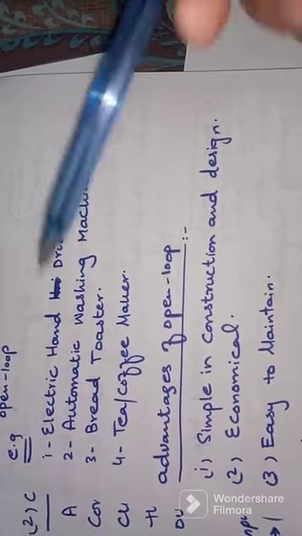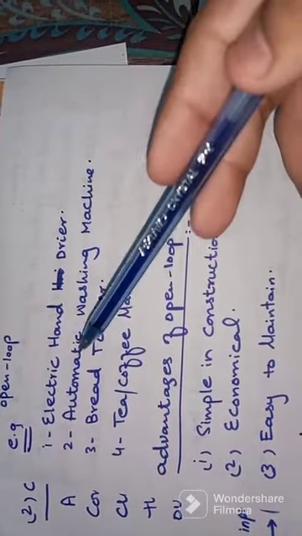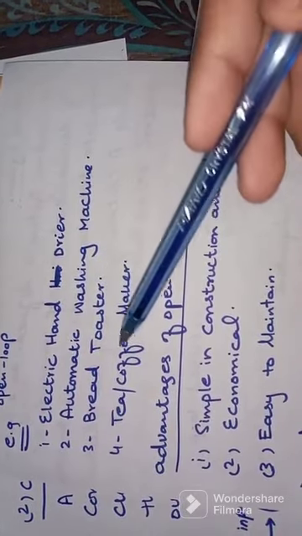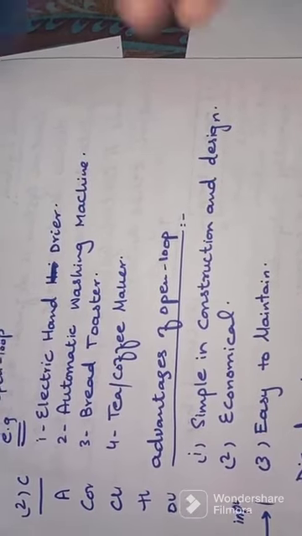Okay, here are some examples of open loop control systems. The first one is an electric hand dryer. The second one is an automatic washing machine, and then the bread toaster maker and the tea and coffee maker. These are just the simplest examples of open loop control systems.